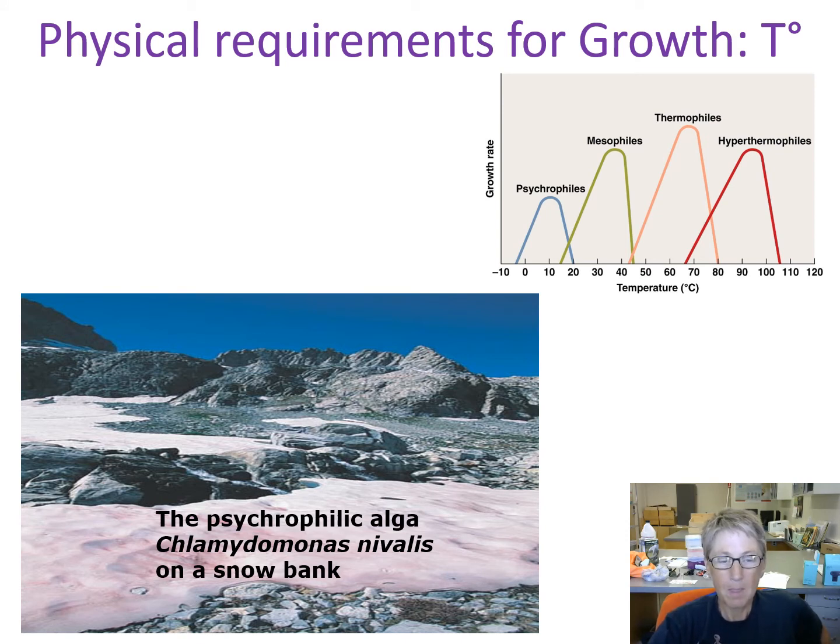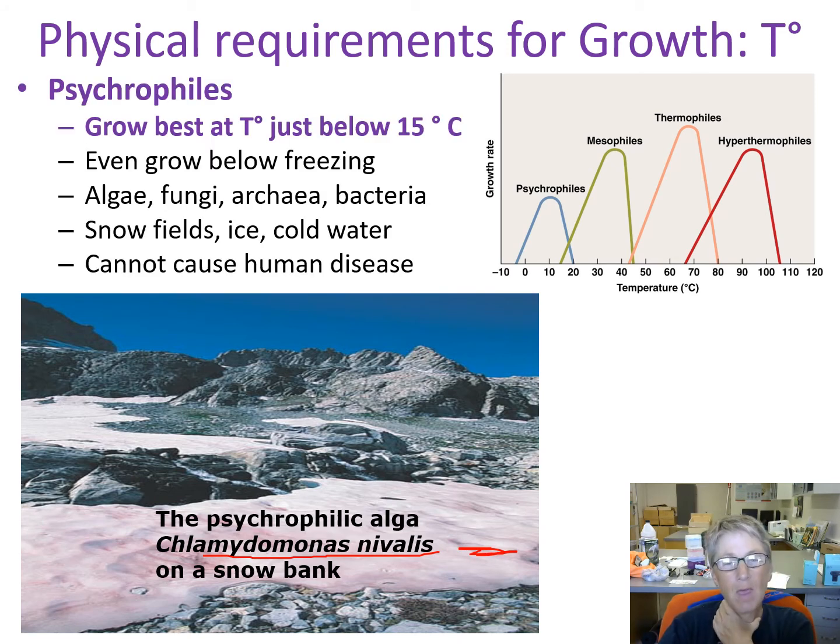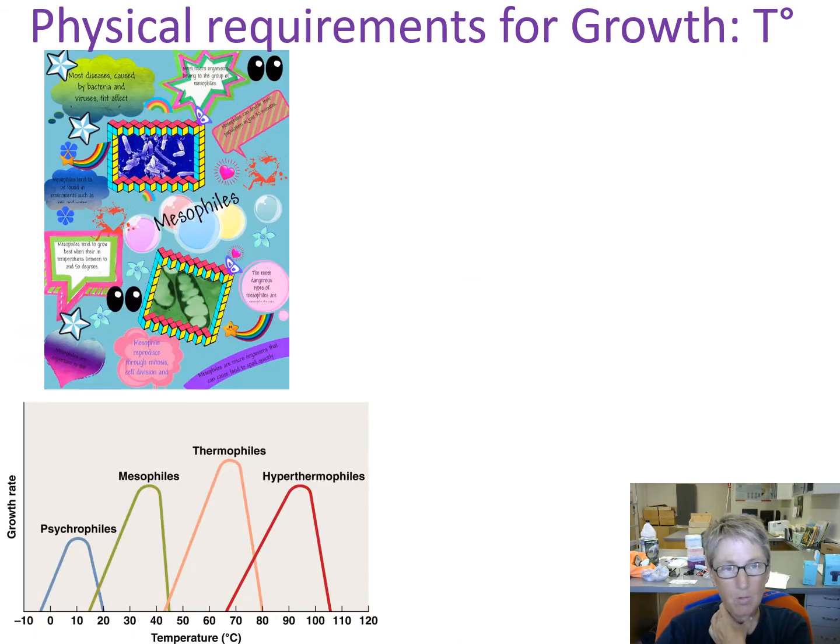So the psychrophile grows at low temperatures. There's a psychrophilic alga called Chlamydomonas nivalis growing on a snowbank. And you can see it's kind of pinkish red. They grow best at temperatures just below 15 degrees C. They cannot cause human disease because our body temperature is 37 degrees C.